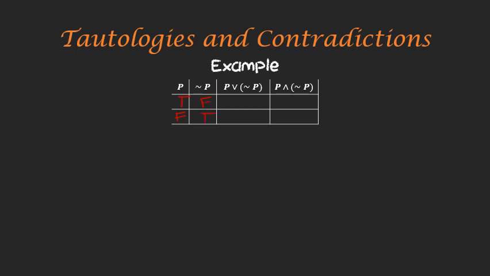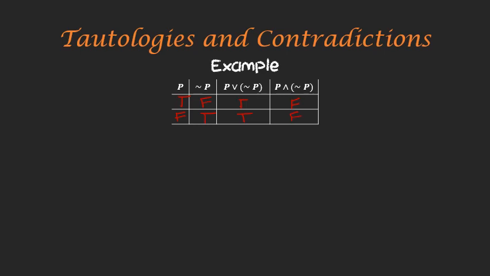And then we have P or not P. So here we have true or false, that's true. And false or true, that's true. One of them is true. And then P and not P: true and false, well, one of them is false, so this whole thing is false. And false and true, this is false as well.